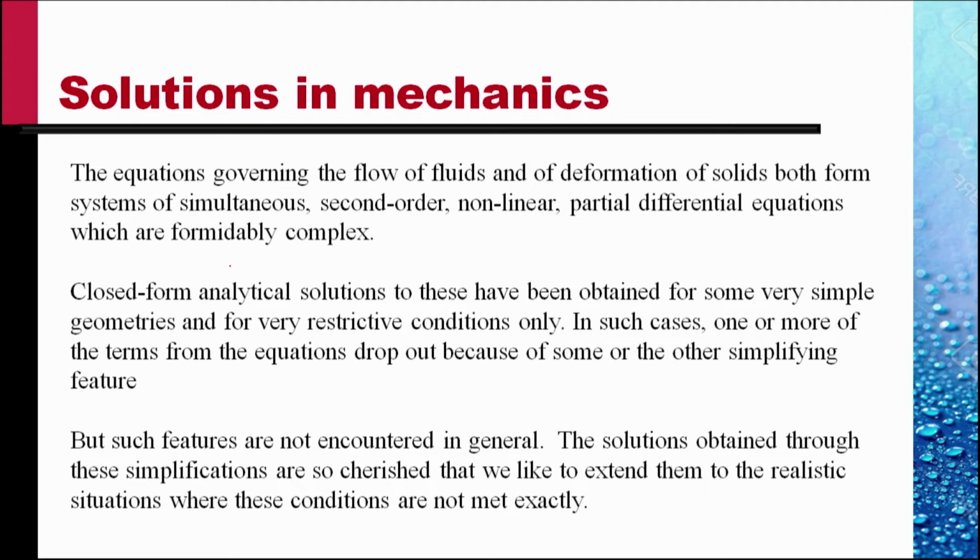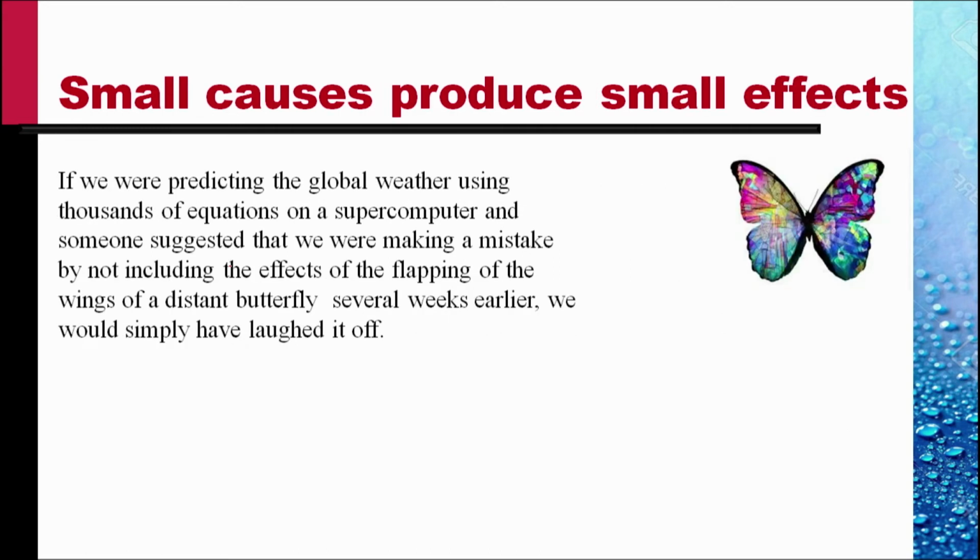The solutions obtained through these simplifications are so cherished that we like to extend them to the realistic situation where these conditions are not met exactly. That is, we resort to approximations. We obtain approximate solutions. If we are predicting the global weather using thousands of equations on a supercomputer, and someone suggests that we are making a mistake by not including the effects of the flapping of the wings of a distant butterfly several weeks earlier, we would simply have laughed it off.